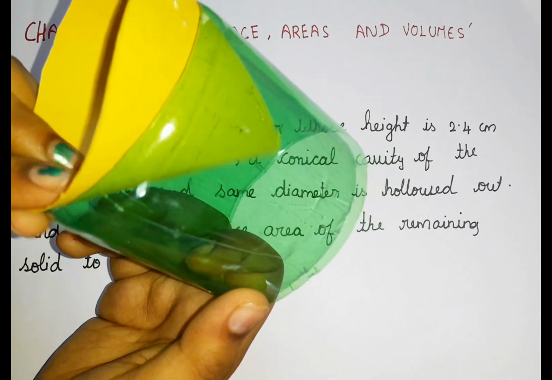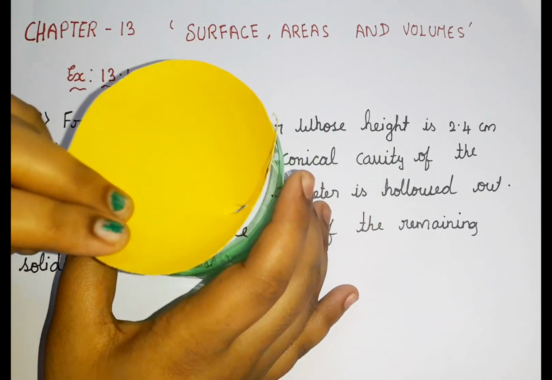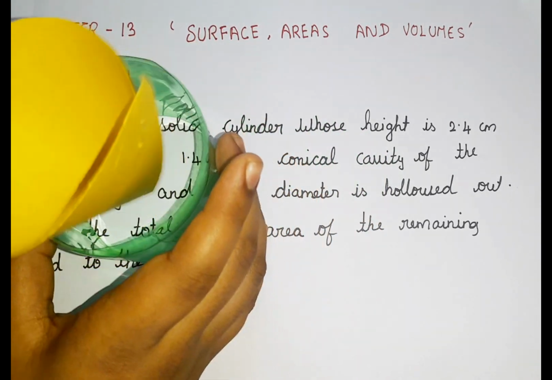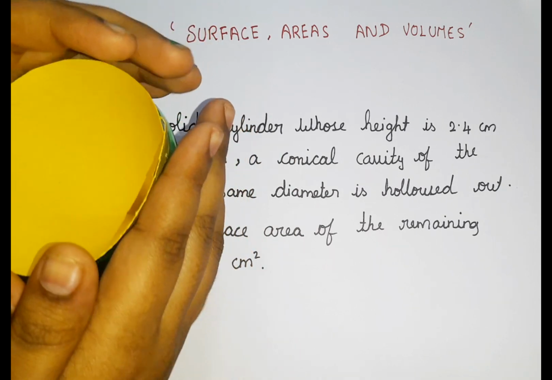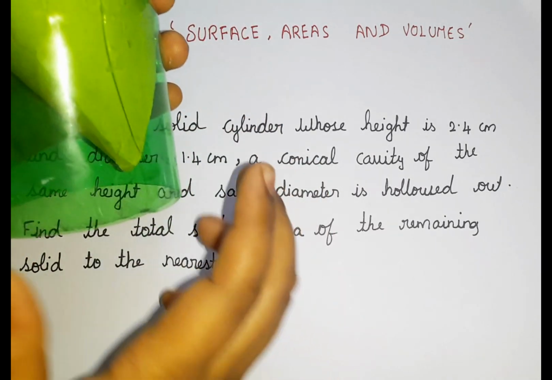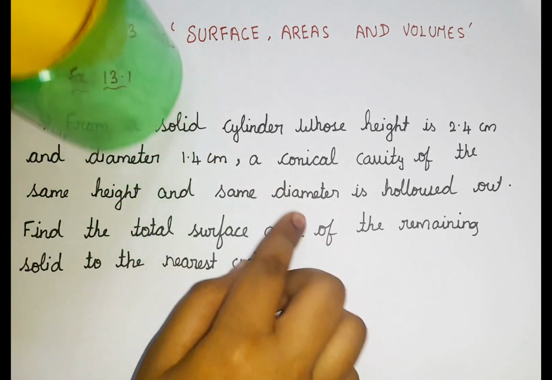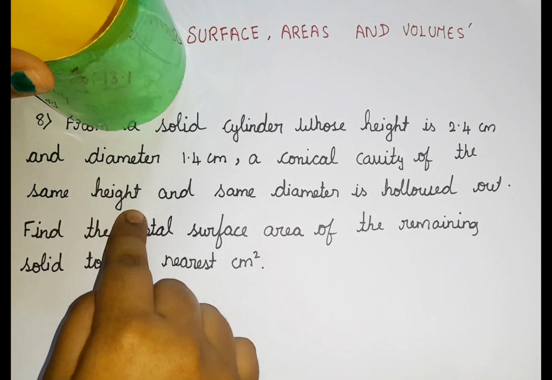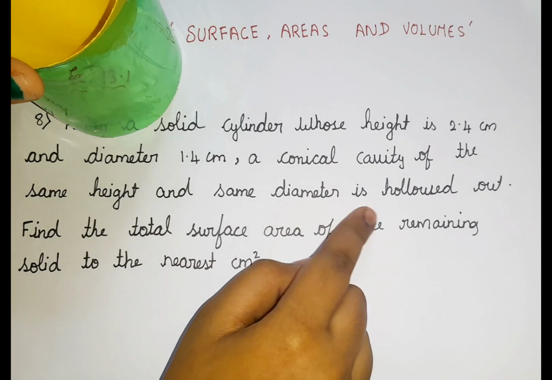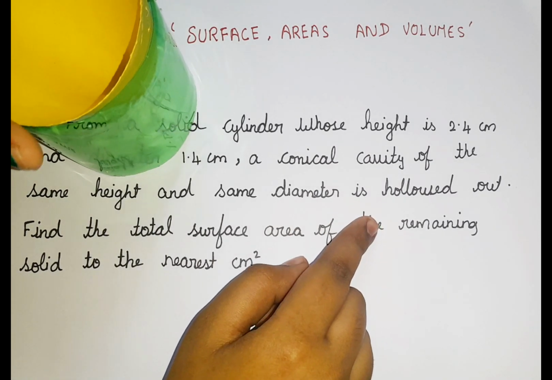So now we made a conical pit. After making the conical pit, so cavity means making a pit. It looks something like this. Now after making it, the cone, which has the same height and same diameter, is hollowed out. Hollowed out means taken out.